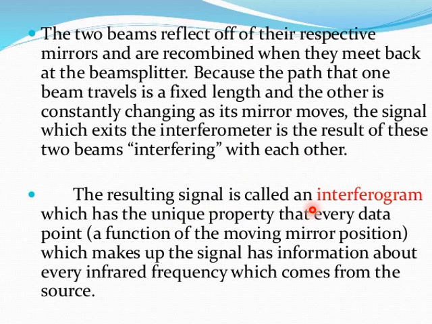The resulting signal is called an interferogram, which has a unique property: every data point, a function of the moving mirror position, which makes up the signal, has information about every infrared frequency which comes from the source. Every data point present in the interferogram has the information about the frequency of infrared radiation coming from the source.